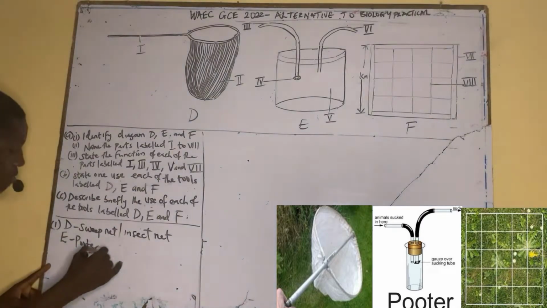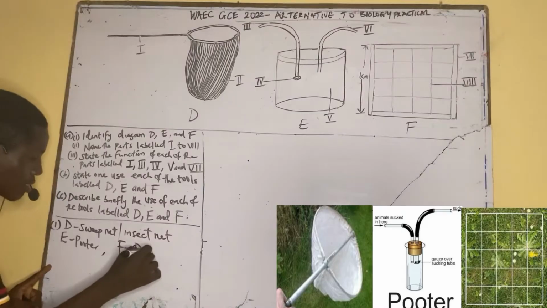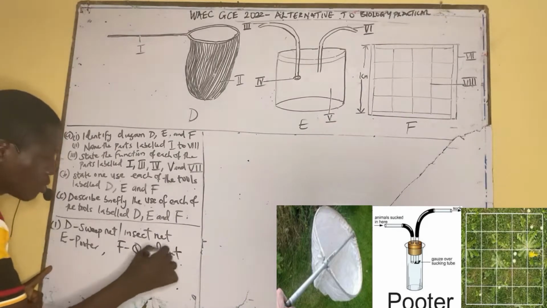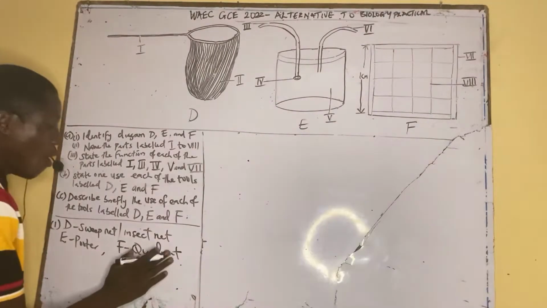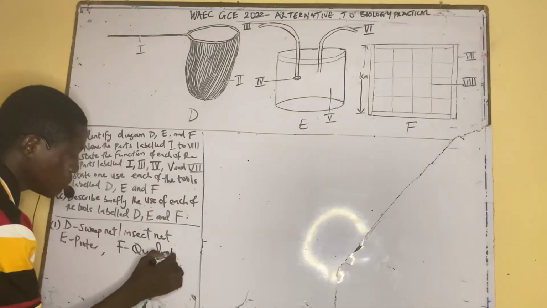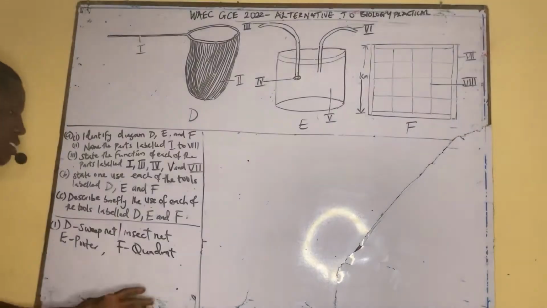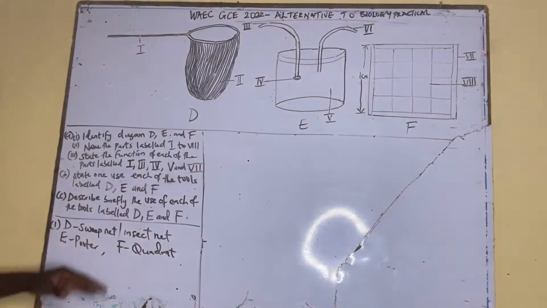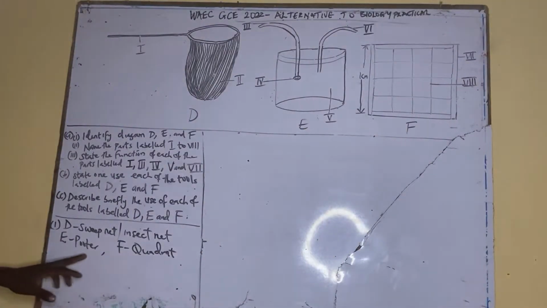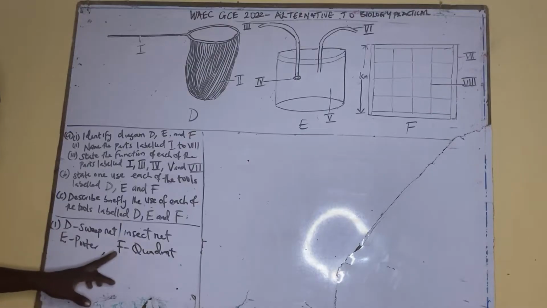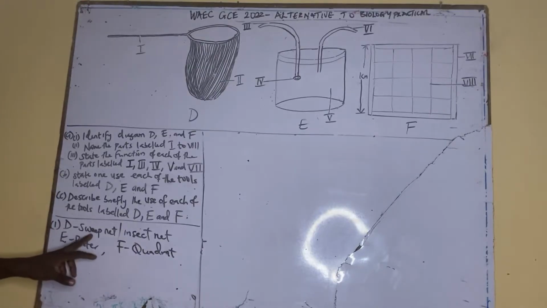Now we have F, which is known as the quadrant. We use this one to collect small species of organisms, such as small plant species. So we call it quadrant. So F is called quadrant, E is called putter, and D is called sweep net.